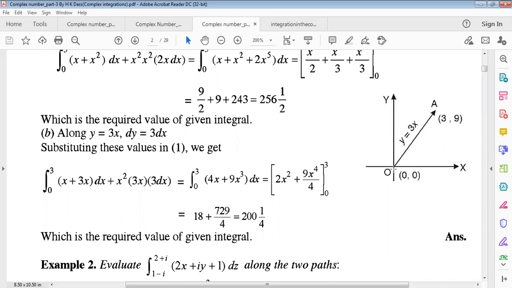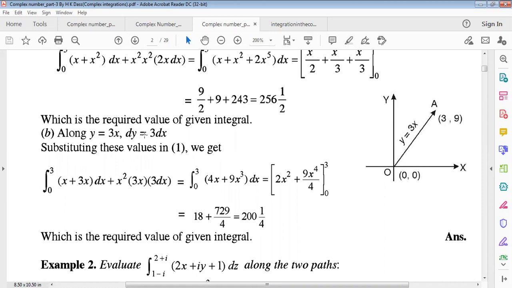Along another curve, y equal to thrice x. So y equal to thrice x can be drawn like this. This is the x-axis and y-axis, starting from 0, 0. Y equal to thrice x is actually an equation which passes through the origin, of the type y equal to mx, a line passing through the origin. So starting point 0, 0 and ending point what? 3, 9. Remember it. This is the given point.